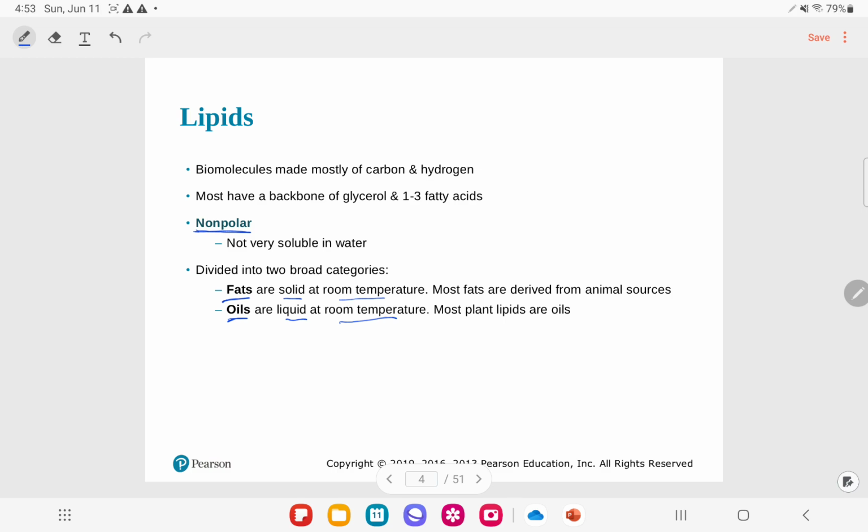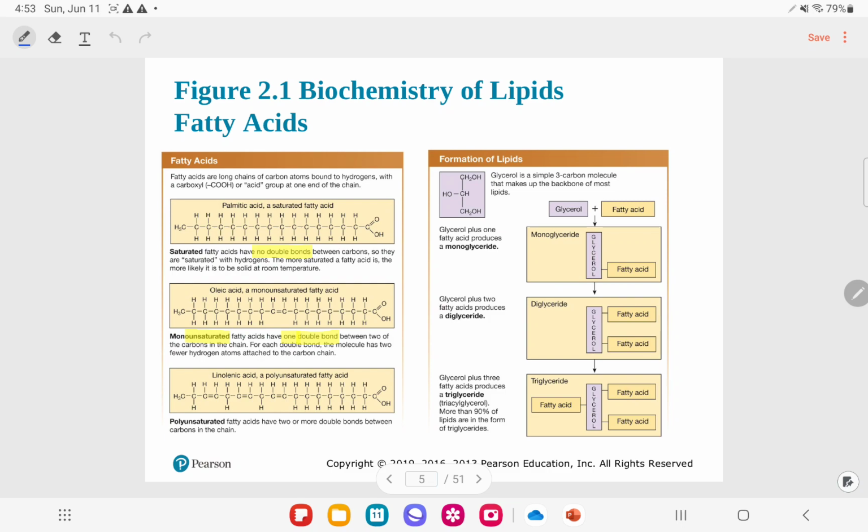Now, when we're looking at the structure of a fatty acid, fatty acids are just these long chains of carbon atoms that are going to be bound to these hydrogens. There you can see a long chain of carbon that's going to be bound to hydrogens, and it's also going to have this carboxyl group at the end, and that's going to be that acid group, okay.